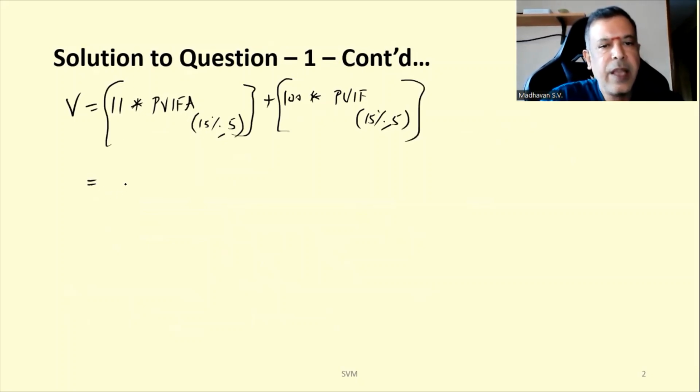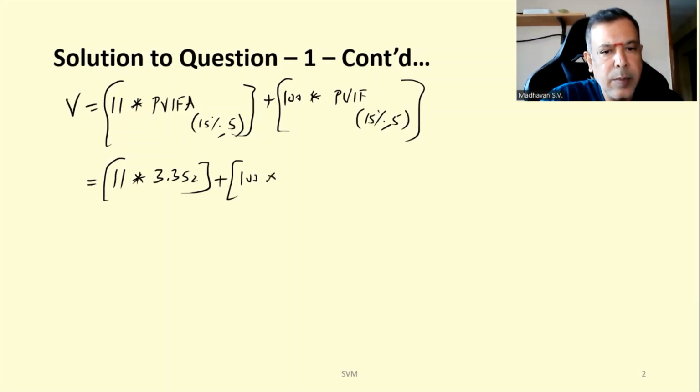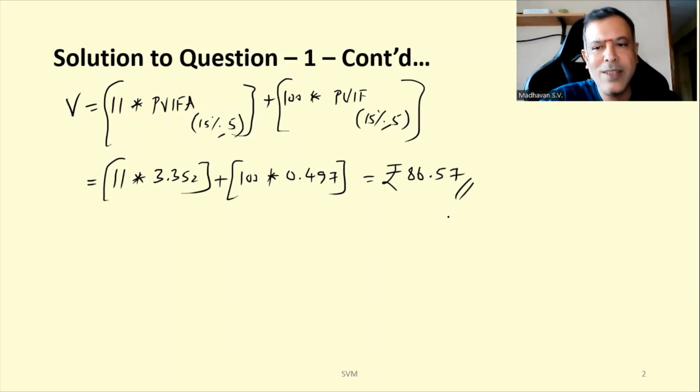For PVIFA and PVIF, we can refer to the tables. From the tables, we get PVIFA for 15% and 5 years as 3.352, and PVIF for 15% and 5 years as 0.497, multiplied by 100. If we add these two up, we get the present value of the bond as 86.57. That is the solution for this particular question. Let us move on to the next.